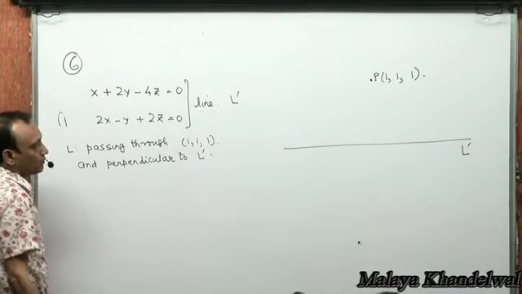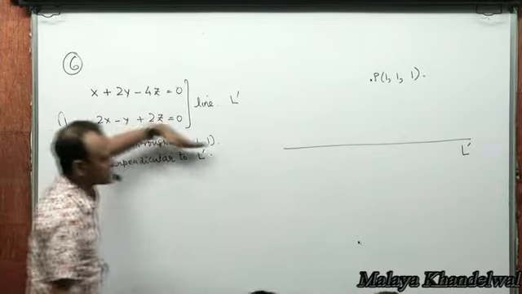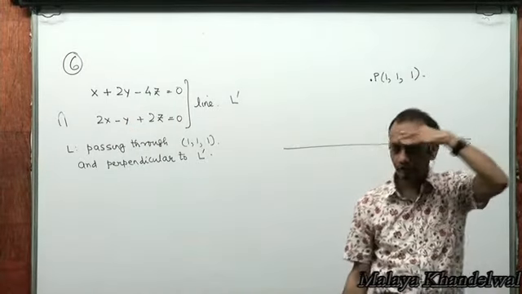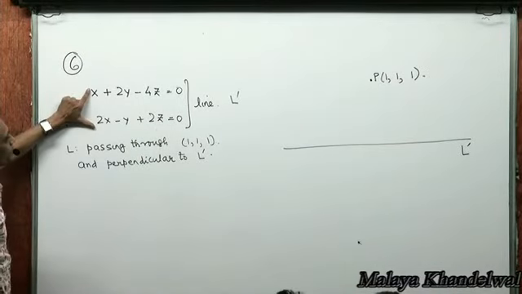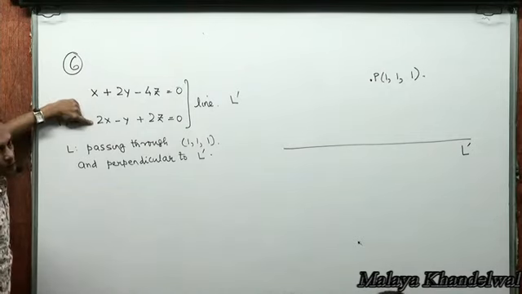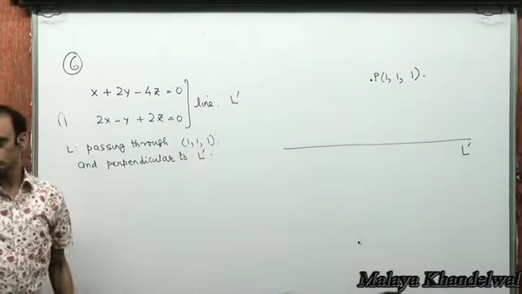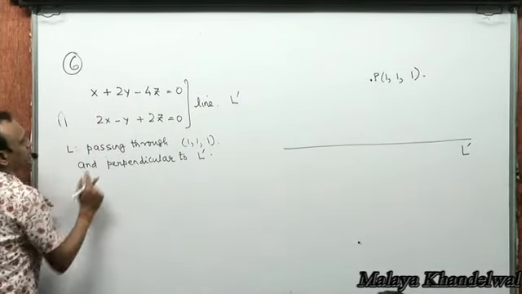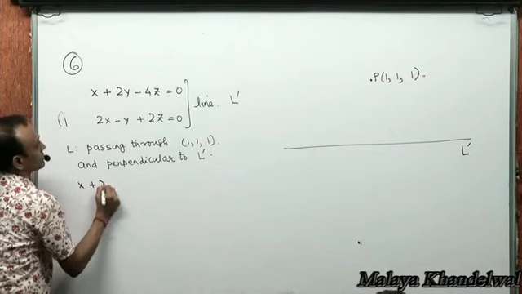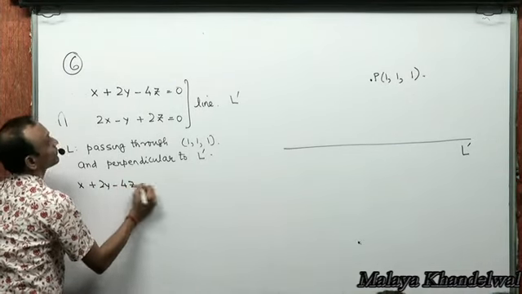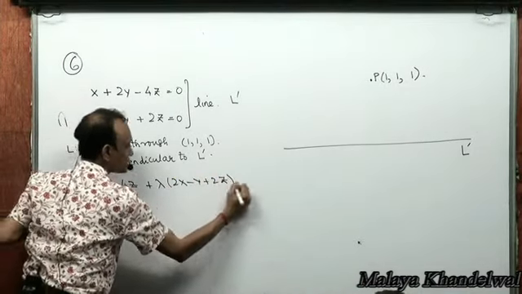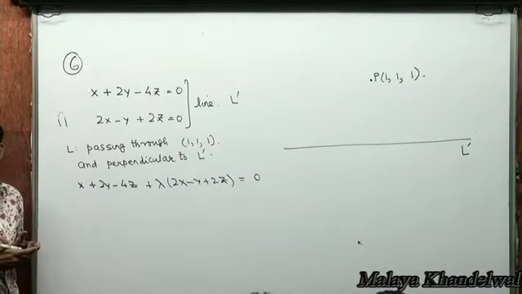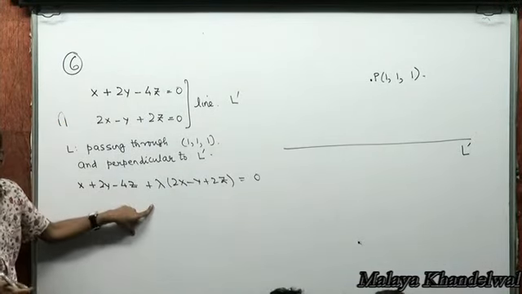Now, these are two planes and they intersect along this line. A combination of these two planes will always contain L prime, yes or no? That means if I look at a combination of these two planes, which is like x plus 2y minus 4z plus lambda into 2x minus y plus 2z equal to 0, what is this? Is this a plane? A linear combination of these two planes is a plane.